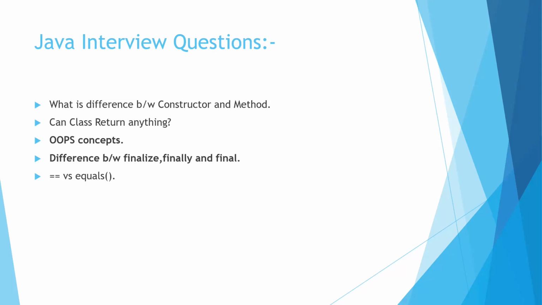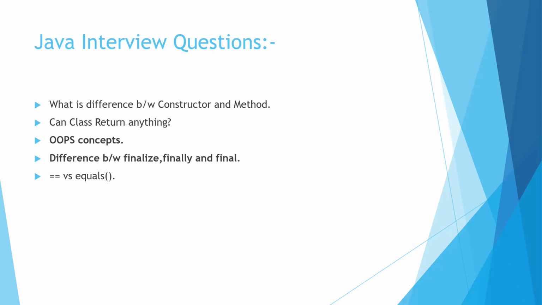Then I told them my favorite language is Java. These are some of the questions they asked me. What is the difference between a constructor and a method? Can a class return anything? I would say this second question is very twisting. A class can return something, for example, it can return int or float. Many people don't know, and it's not taught to us, but classes can return.